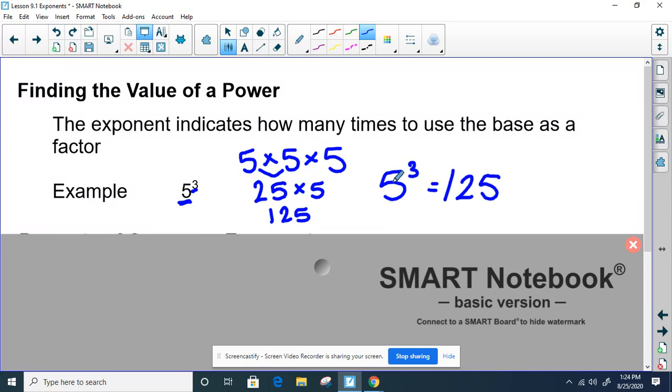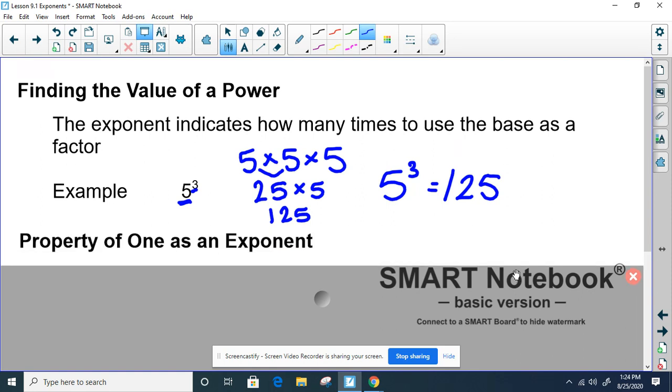Please notice that I did not do 5 times 3. That is a common mistake that we make. That is not correct. 5 to the third power means that I have to multiply that 5 3 times.